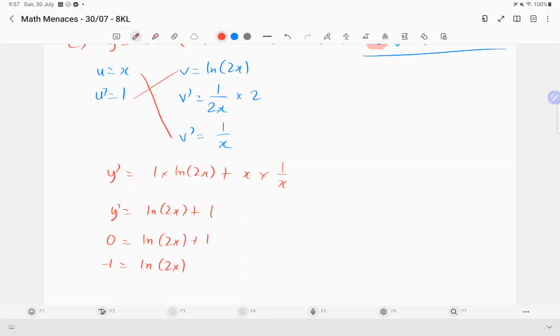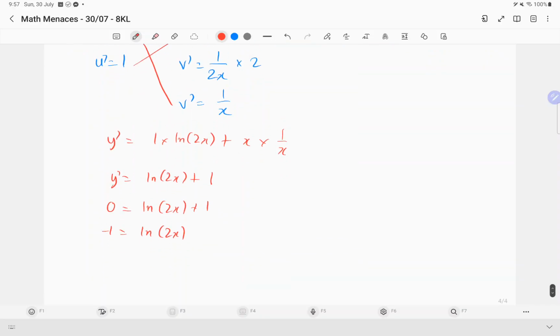How do we continue here? Anyone? Not sure? Do you do like exponential? Yes, you turn it to exponential. How? E to the power of negative 1 equals 2x. Yes, that's right. Does it make sense, Sarah?